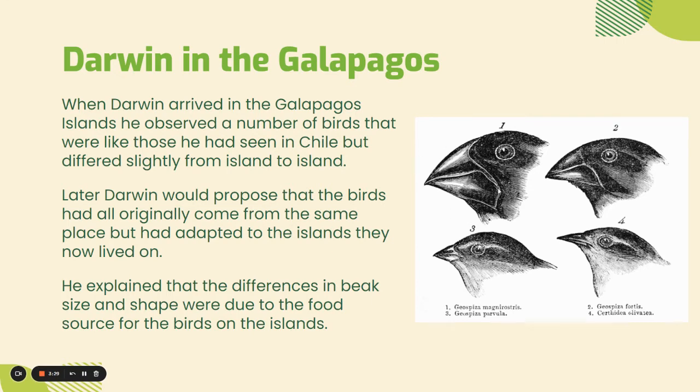So maybe on this one, they had big, thicker nuts to eat. This one might have been a different kind of fruit. This one might have been flower nectar, whatever. But all of these birds came from the same ancestor. They came from that same original place, but they had to change based on the food they were trying to eat. So that's what Darwin noticed or came up with based on his observations.